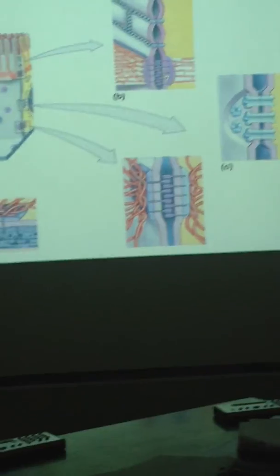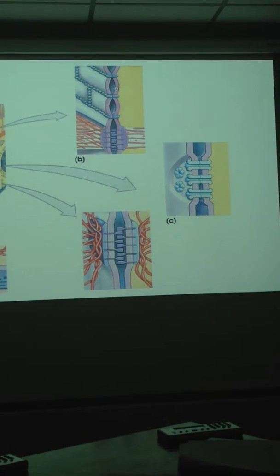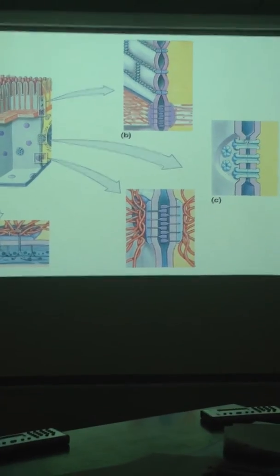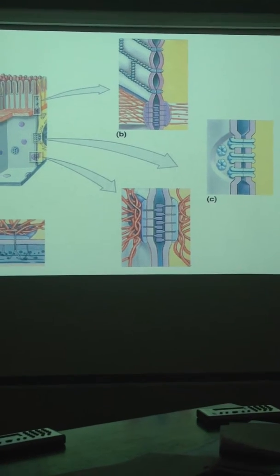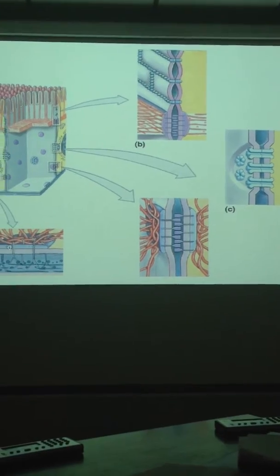Type of membrane junction here. Up here? Tight junctions. Over here, gap junctions. And then down at the bottom here and here. Hemidesmosome.